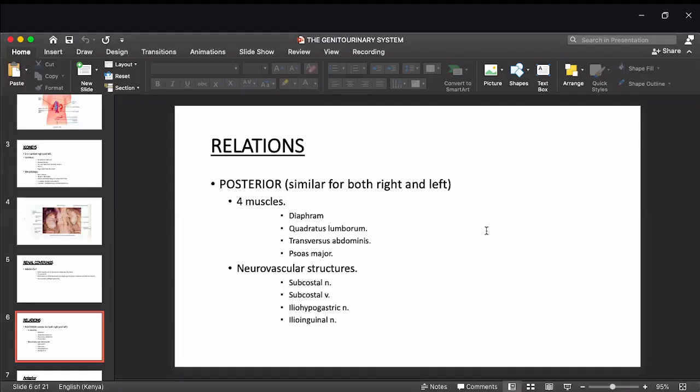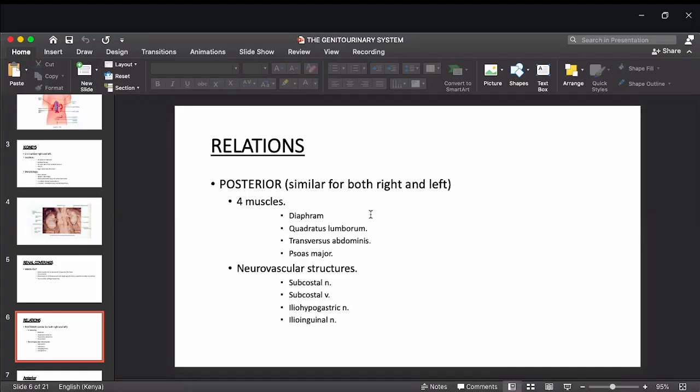In an exam, if we say the following are posterior relations of the kidneys, except, it should be very carefully read when you come. The diaphragm is a part of the posterior relations, that is the crus. We have the quadratus lumborum, transversus abdominis, and the psoas major, the muscles that relate to the kidney posteriorly.